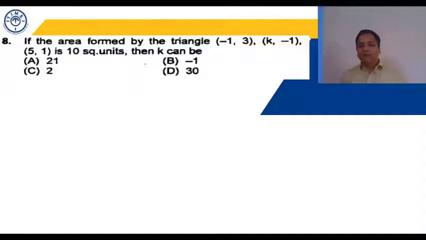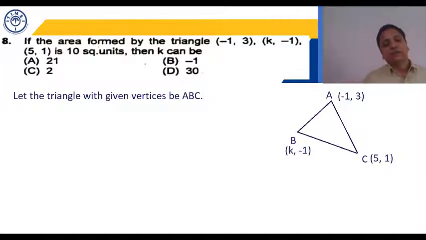So if the area formed by the triangle minus 1 comma 3, k comma minus 1 and 5 comma 1 is 10 square units, then value of k can be. Now question is asking for a value of k can be, a possibility. So let's see. Let the triangle with the given vertices be ABC, where A coordinate is minus 1 comma 3, B coordinate is k comma minus 1 and C coordinate is 5 comma 1. That's the basic notation. We assume that these points are ABC.